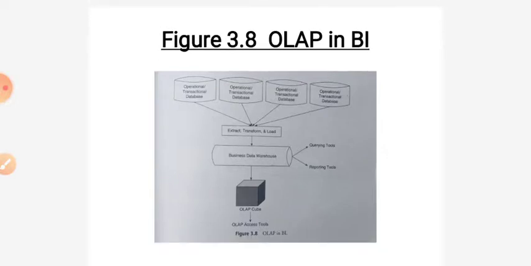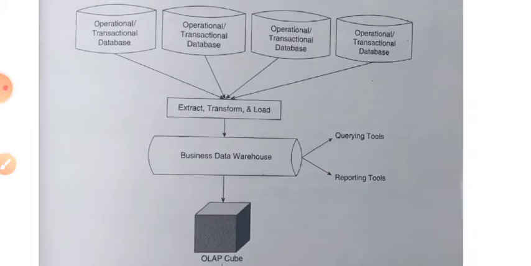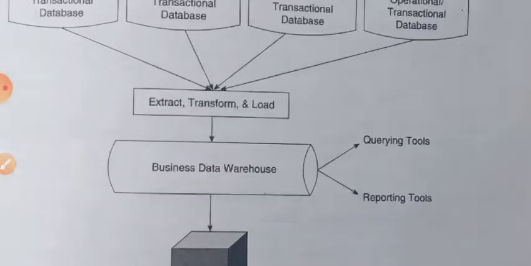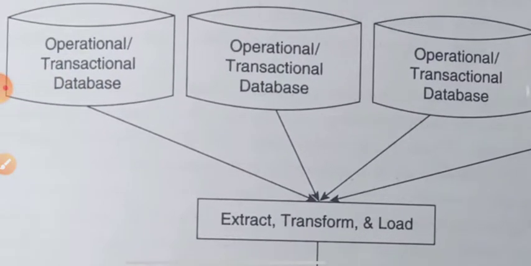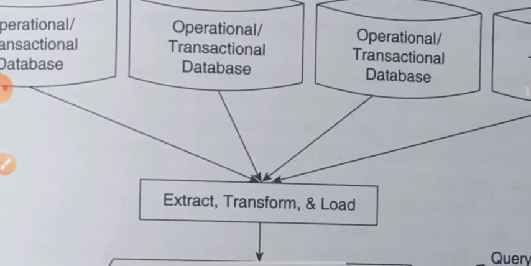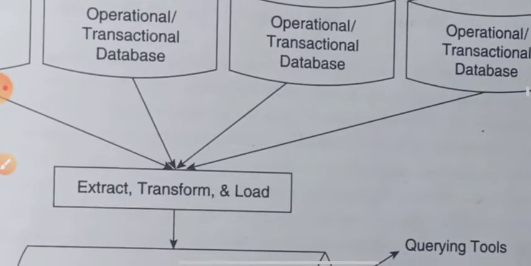So students, this is the figure. Here in this figure you can find on the very top row there are 4 databases, and below that there is one rectangle, below that there is one cylinder, and below that there is one cube. To begin with, these 4 databases are operational or transactional databases. So these 4 databases store the data from the OLTP, that is online transaction processing, system.